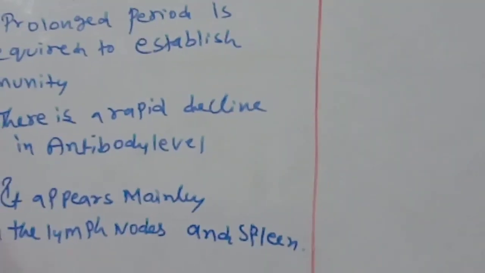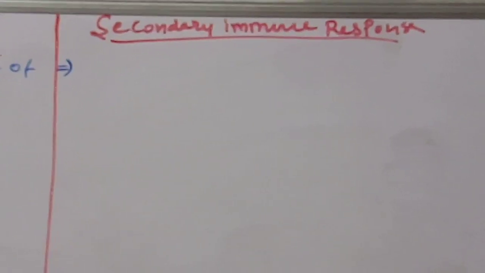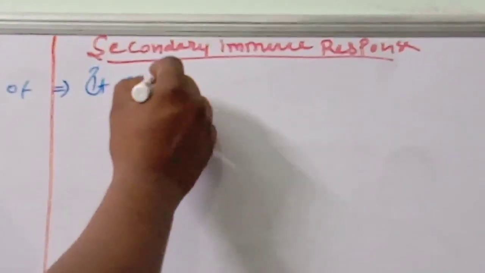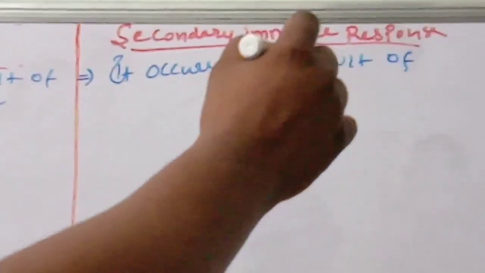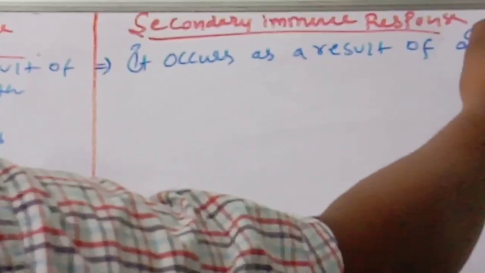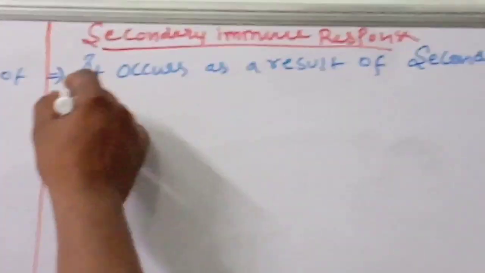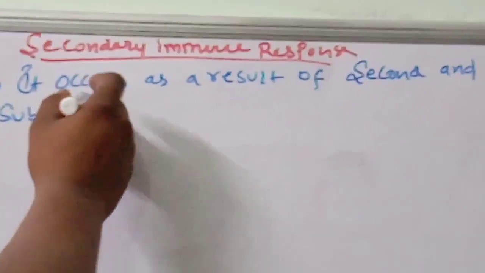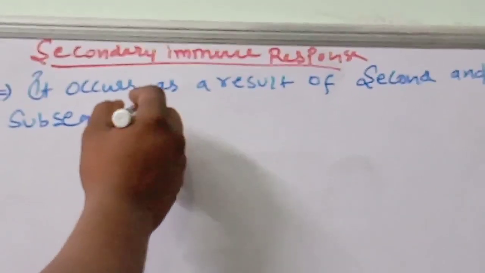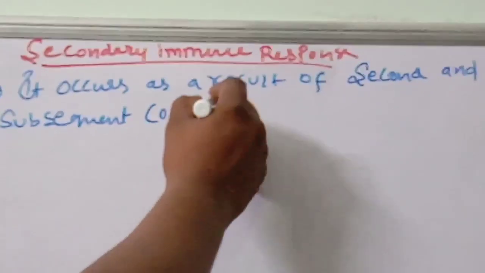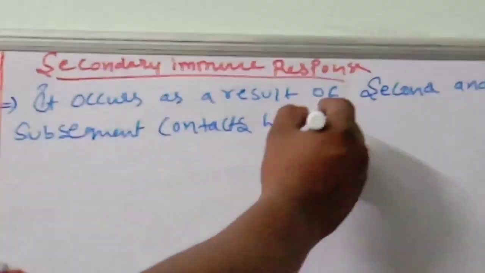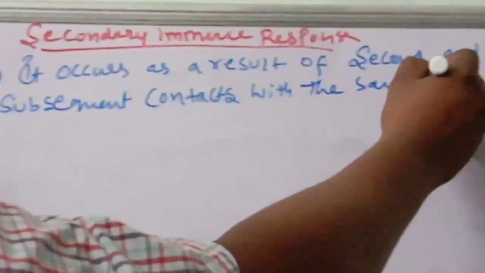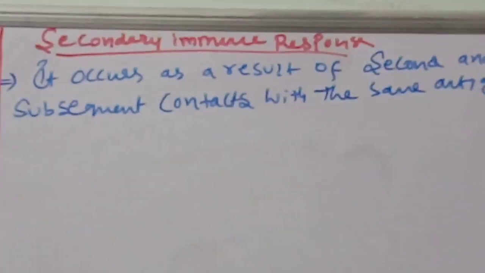So what about the secondary immune response? It occurs as a result of second and subsequent contacts with the same antigen. That is the first point.